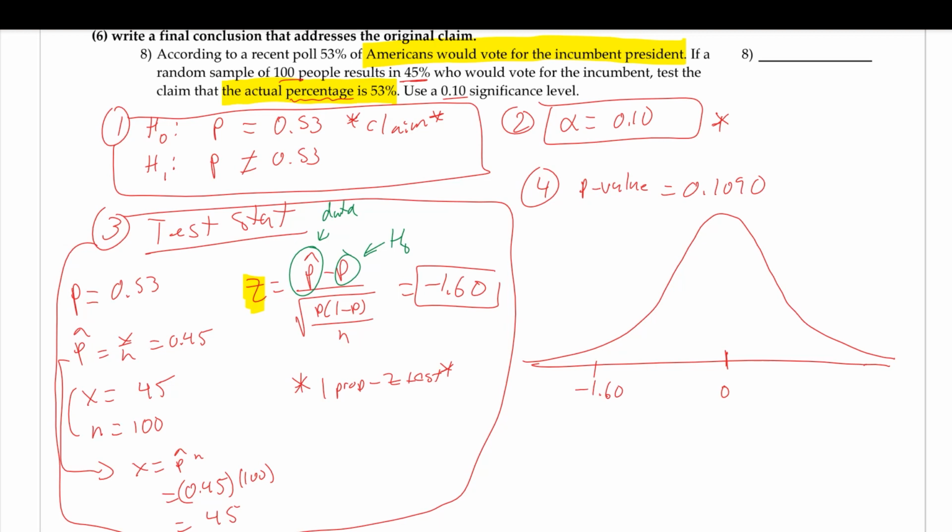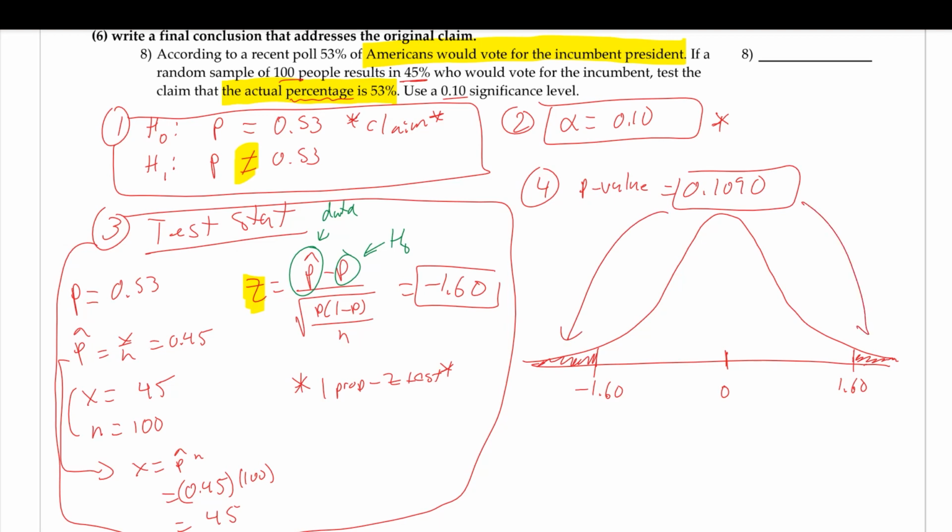Now, how many tails do we have? Well, the alternative tells us that. If it's a not equal to, that means it's a 2-tail test. So we also need the opposite of negative 1.60, which is on this side. And the area in these two tails, well, what's the area of that? Well, it turns out to be the p-value.